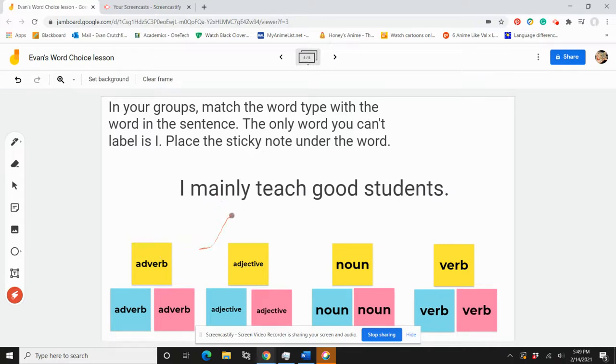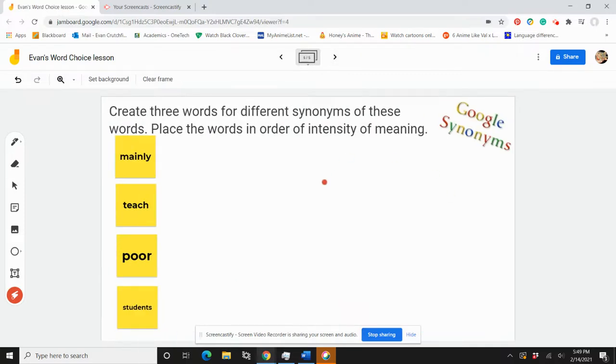So adverb, mainly, adjective, good, noun would be students, and verb would be teach. And so each of the three groups would do this and put the sticky under the correct word, which leads to the third slide.